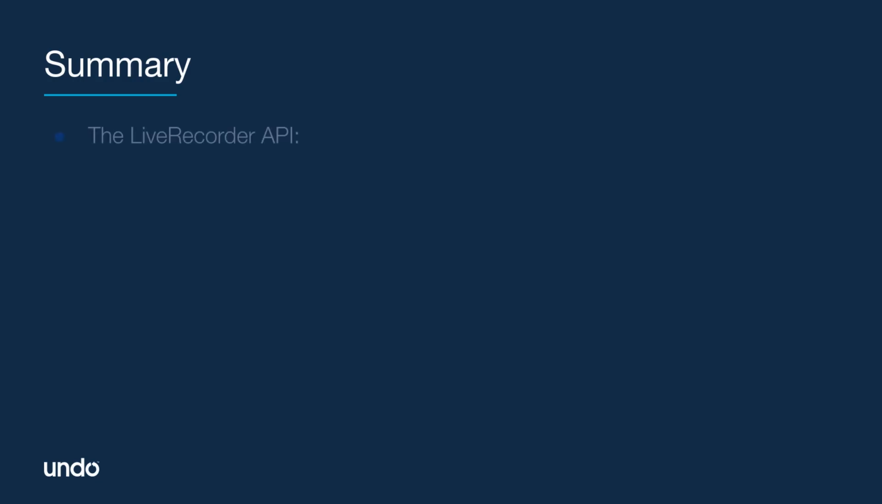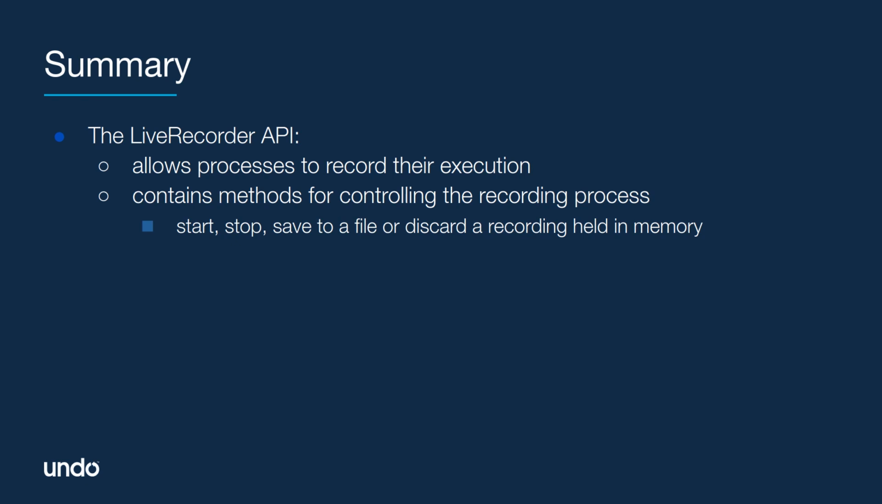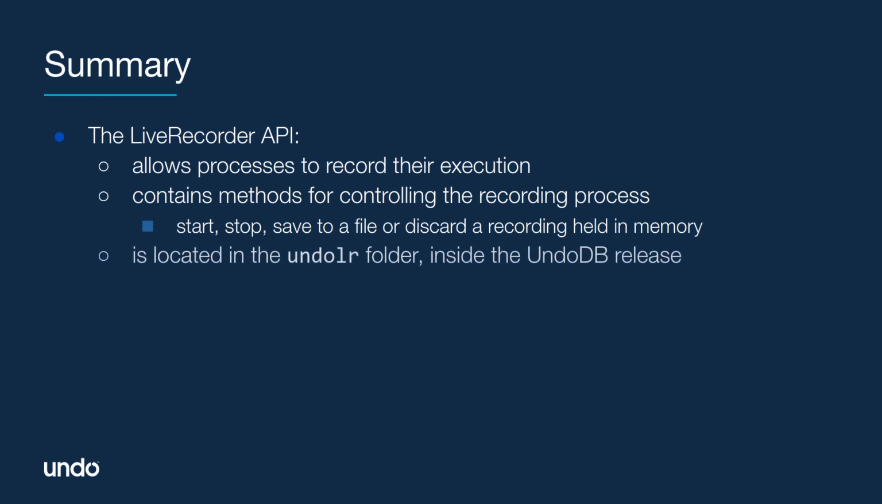In this tutorial, we have shown how integrating the LiveRecorder API allows processes to record their execution. This is done through methods that control the recording process so that an application can start, stop, save to a file, or discard a recording that is kept in memory. The API is located in the UndoLR folder of the UndoDB release folder.